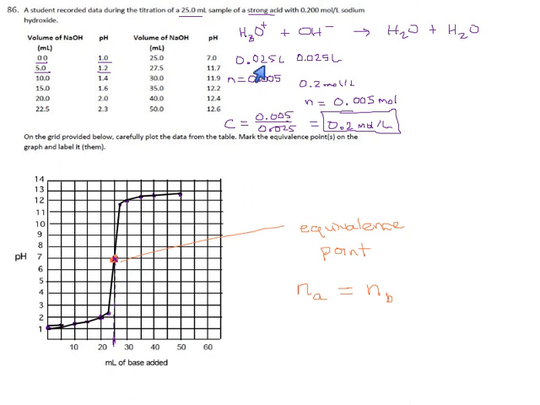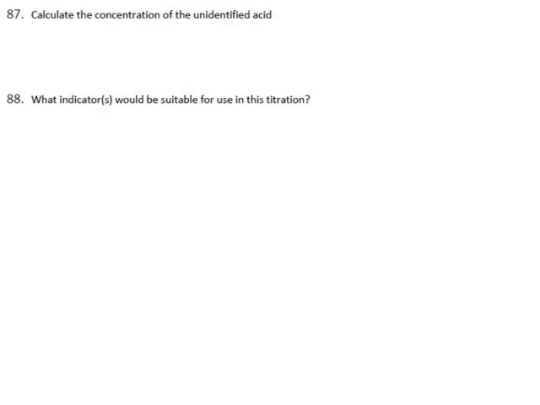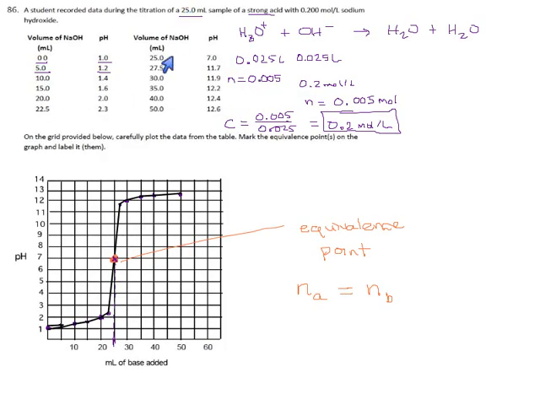That's not surprising because look at these equal volumes of acid and base. That only makes sense if they're equally strong. If 25 mL of acid will neutralize 25 mL of base, that implies that the two of them have the same concentration, and indeed they did. So that's our concentration for the acid. The other question is, what indicator could we use for this?